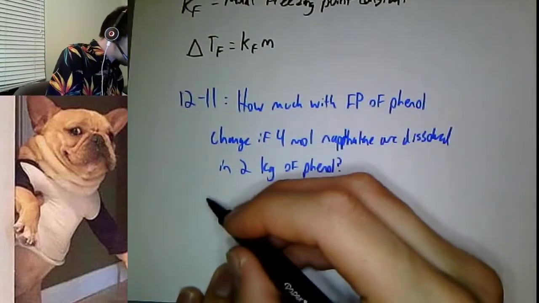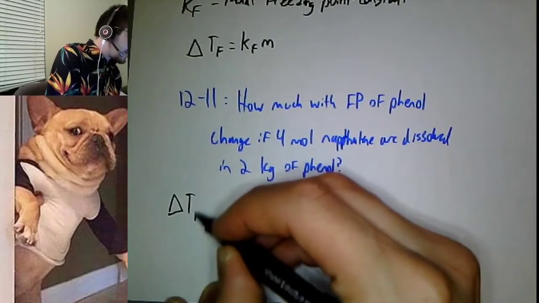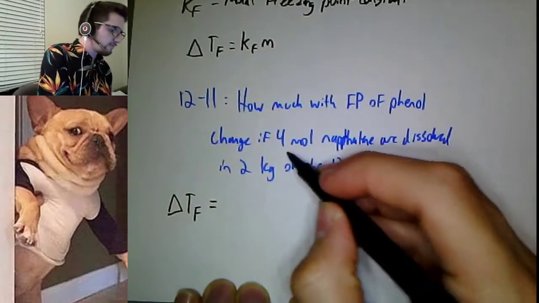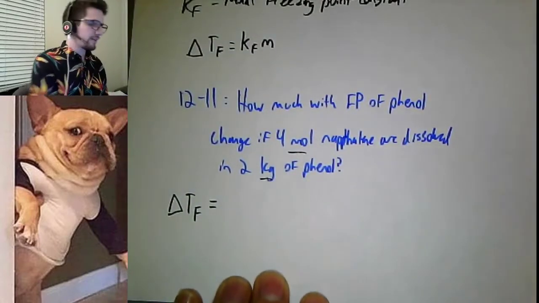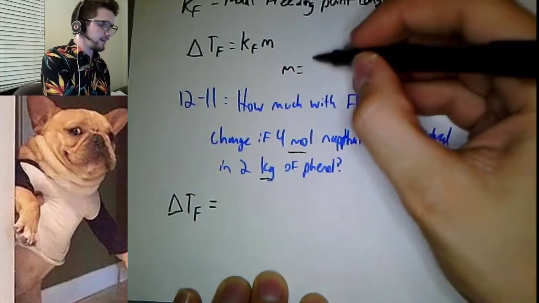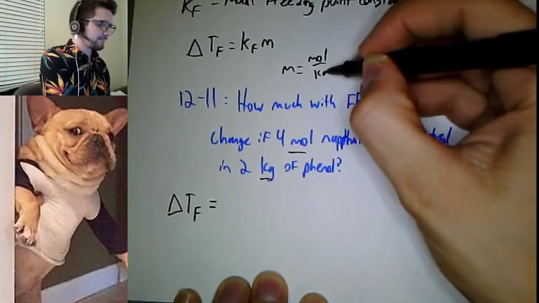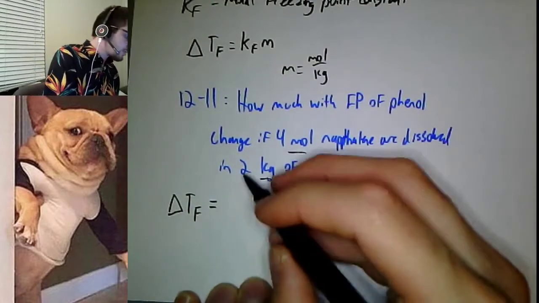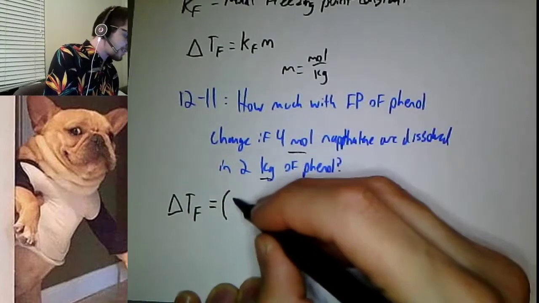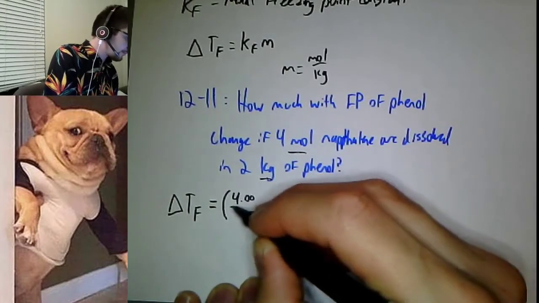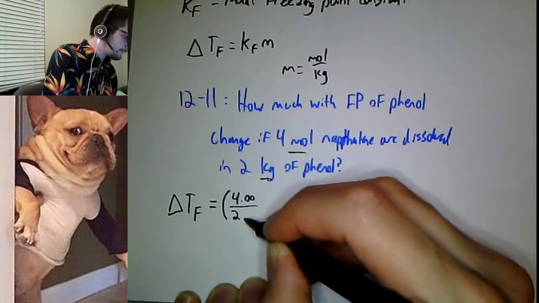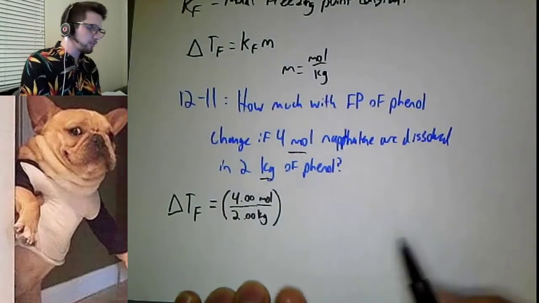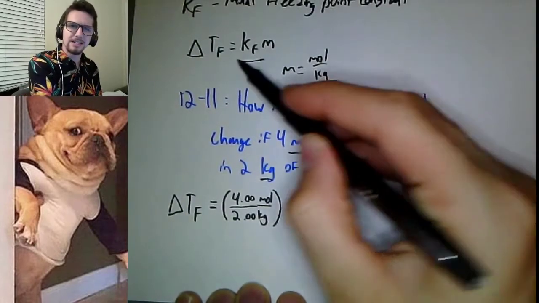So, it tells us we're looking for the change, right? So we're looking for the triangle. Triangle is for change. Then it tells us we have moles and kilograms. What do you know that uses moles and kilograms? It has to do with molality. So moles per kilograms. We have moles and we have kilograms. So we have our m. It looks like it's 4 over 2. Great. Now all we're missing is our constant.